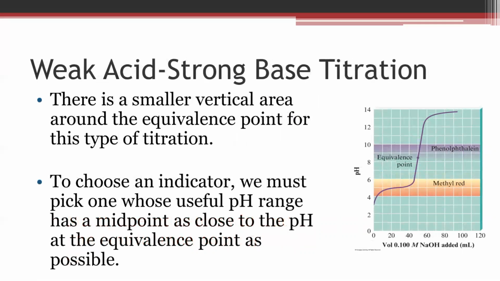Okay, so with weak acid, strong base titrations, the vertical area around the equivalence point is a lot smaller. So we have to be more careful when we're picking the marking point. In this case, the methyl red would not be a good indicator because it's a lot farther away from the equivalence point than the phenolphthalein is. So you want to choose an indicator that has a midpoint as close to the pH at equivalence as possible with that.